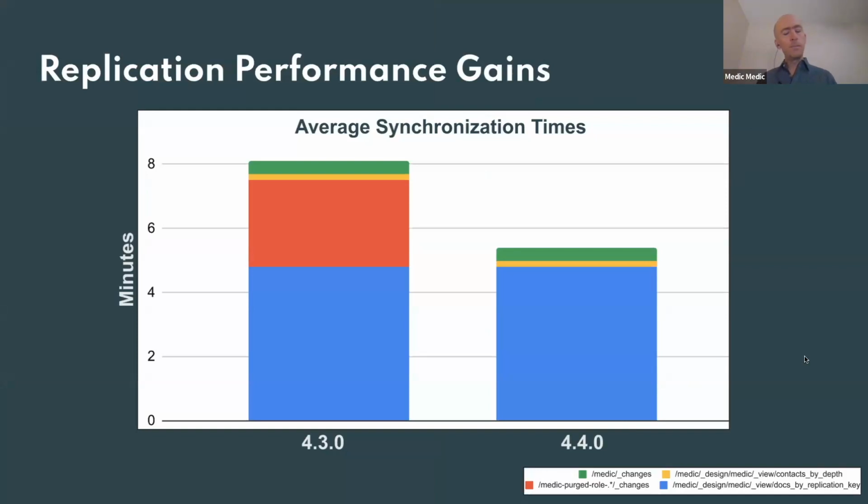So this chart I pulled from the documentation for CHT 4.4. And what it does is it breaks down the different components that are measured in synchronization. And the big thing to notice is that the bar on the right is lower. And what this means is that on average, CHT 4.4 is going to synchronize much faster than CHT 4.3. The specific optimizations that we've made have been improving the purging caches that are generated so that they only need to be made the first time, and then on all subsequent synchronizations, the synchronization is much faster.